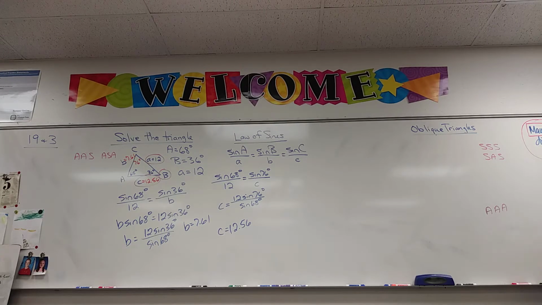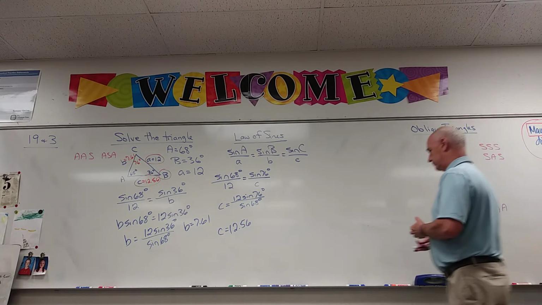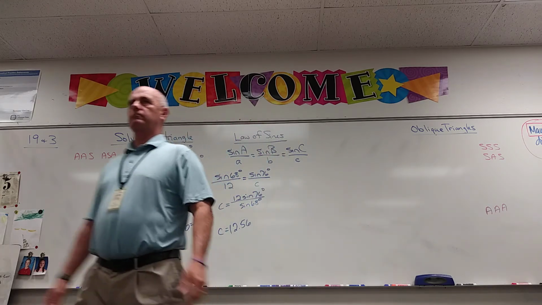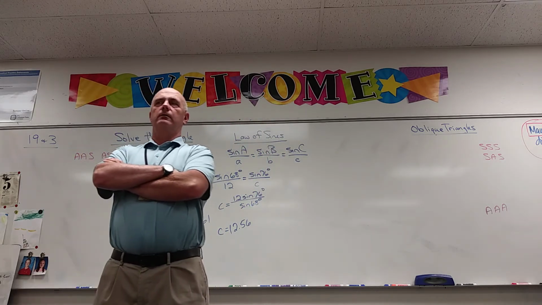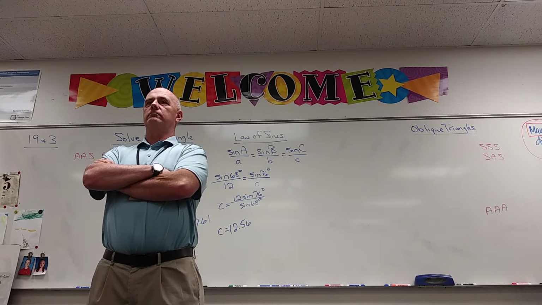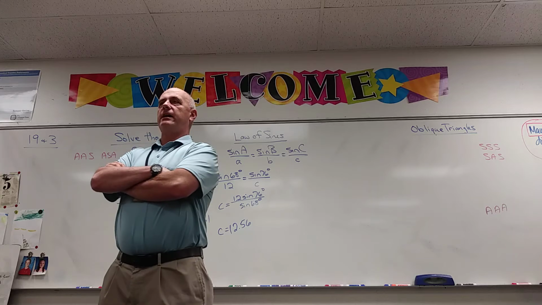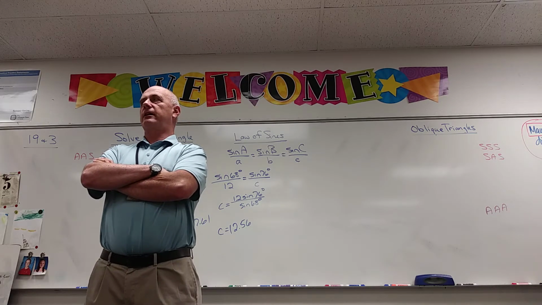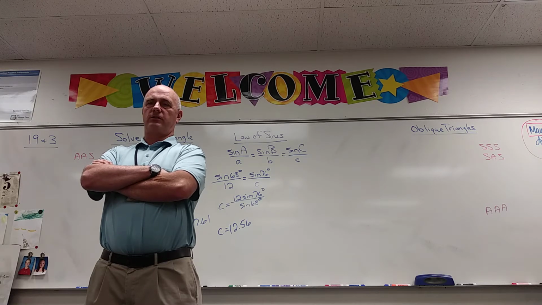Did you use AAA at all last year? No. Any idea why? Let me ask you this. Let's say that we had a triangle, and we were given AAA. The first angle was 60 degrees, the second angle was 60 degrees, the third angle, therefore, was 60 degrees. Tell me about the triangle.